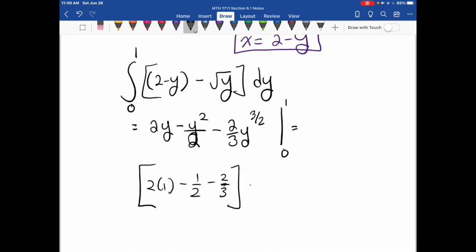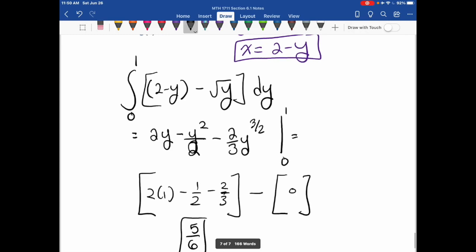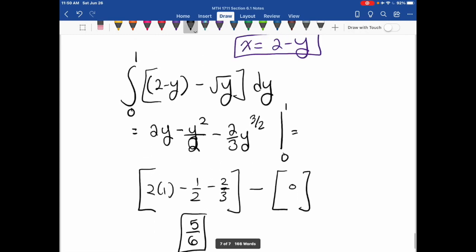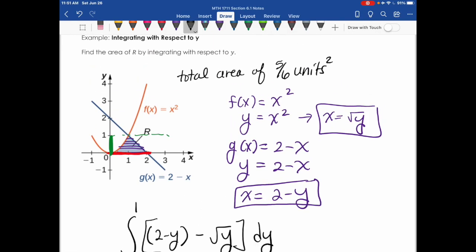So when I plug in 1, I get 2 times 1 minus 1/2 minus 2/3. And then when I subtract what I get when I plug in 0, that's going to give me 0. And when I take 2 minus 1/2 minus 2/3, I'm going to get 5/6, which is the same as what we got when we did it the previous method by breaking it up into two separate integrals. We should get the same answer because it's the same area. We're just going about it in a different way.